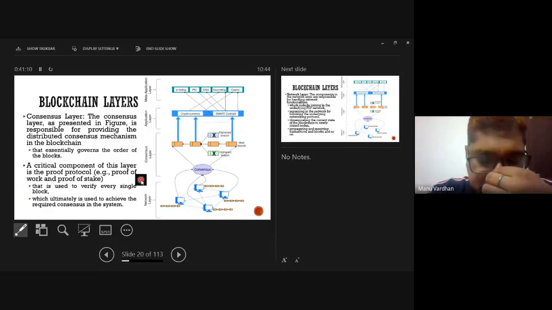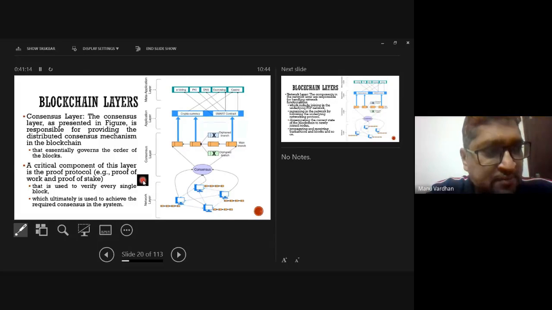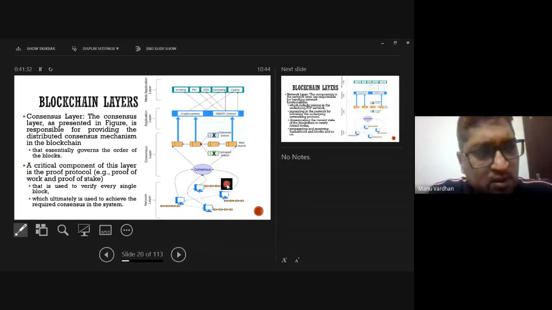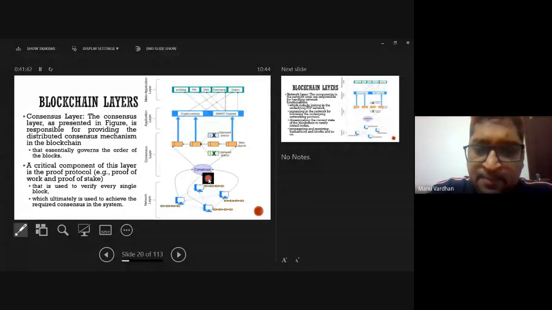The dictionary meaning of consensus is that you reach a mutual agreement with the consent of every other node in the network. So consensus is something like that, where we are taking the consent of every other node in the network. This is what we mean by consensus.